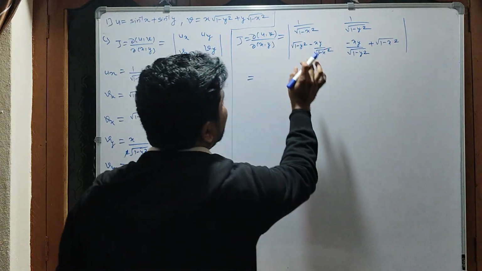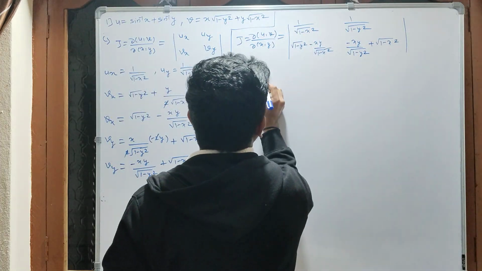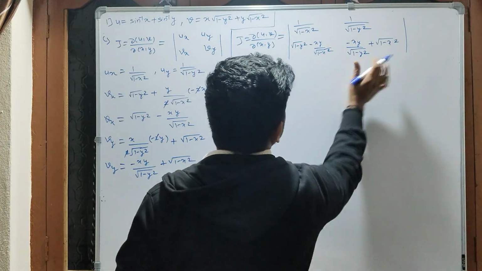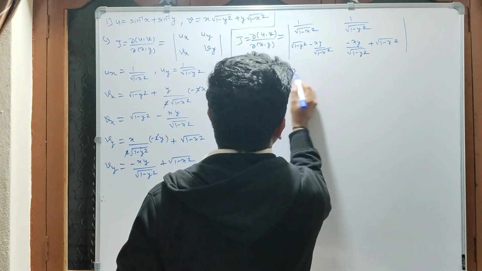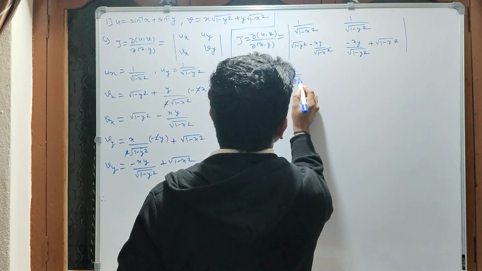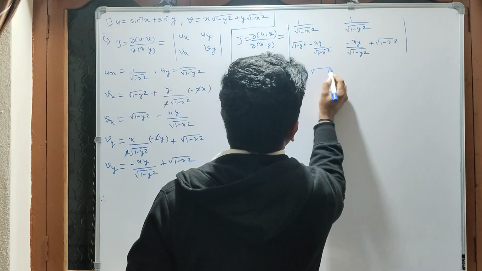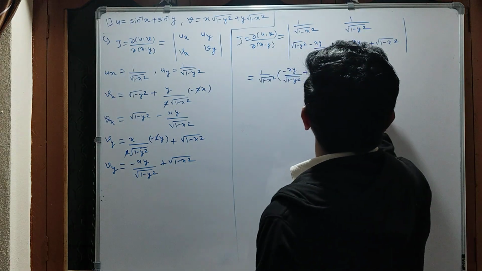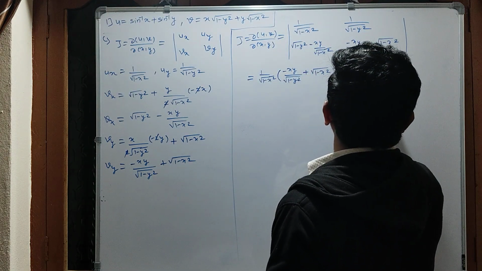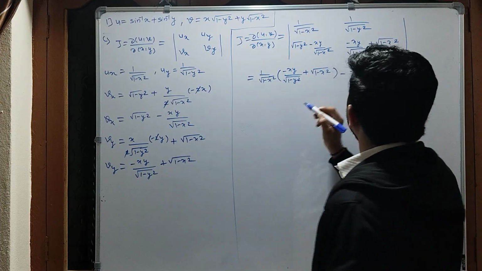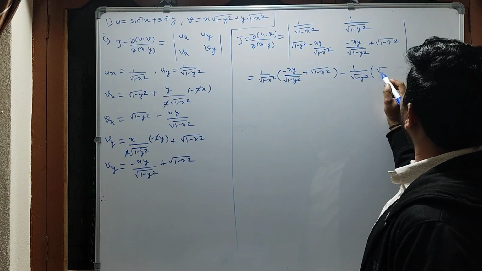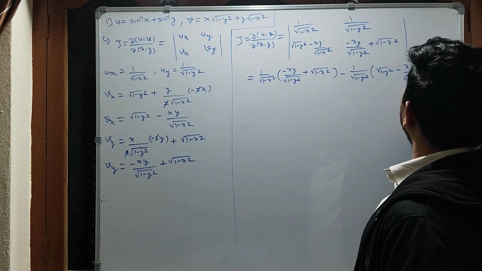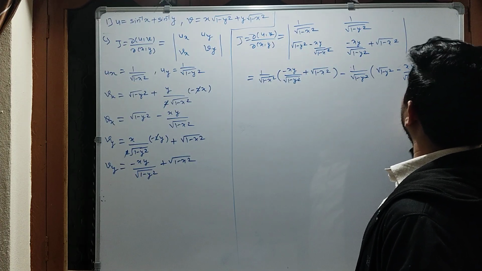Now, which is equal to the product of these two things. So here 1 by under root 1 minus x square, this into this: minus x by y under root 1 minus y square, plus under root 1 minus x square, minus, this into this: 1 by under root 1 minus y square into under root 1 minus y square, minus xy by under root 1 minus x square.